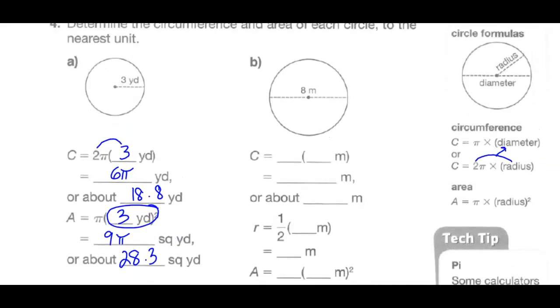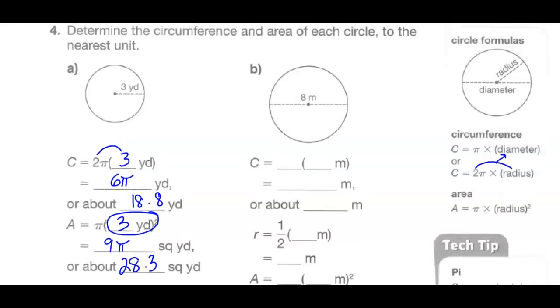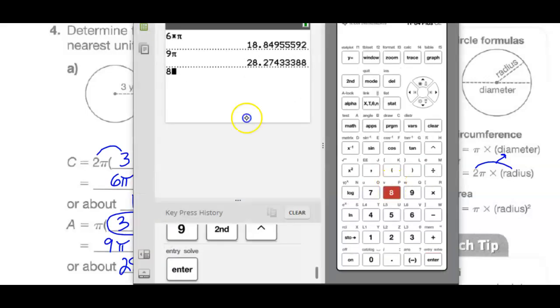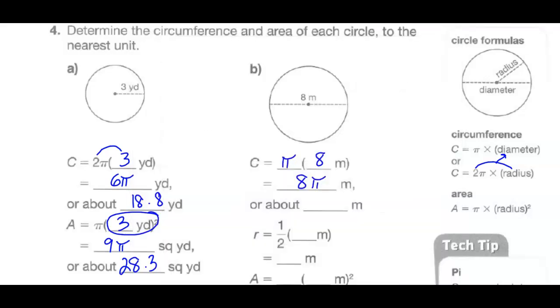Okay, next one is given here, the diameter. So if we use the first formula, it would just be pi times 8, which is 8 pi. And then in our calculator, 8 pi is 25.1.